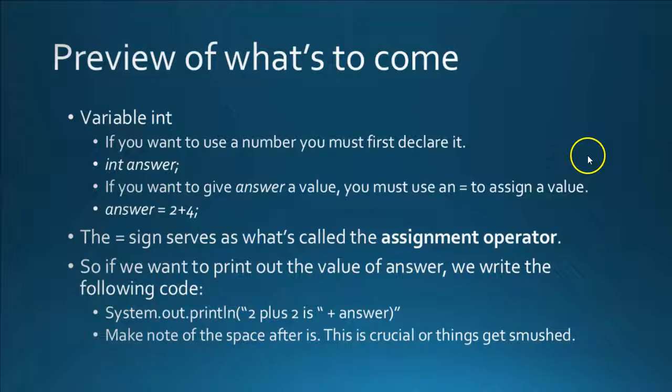So if we want to print out the value of answer, we write the following code: System.out.println("2 plus 2 is " + answer); Please make note of the space after "is". It's crucial that you have it there, or most things are going to get a little smushed, kind of cramped up. Don't worry about this slide too much for the exercises, because we'll get into this more in the next lesson, but put it in the back of your mind that we're going to be doing some more cool stuff as we get into this.